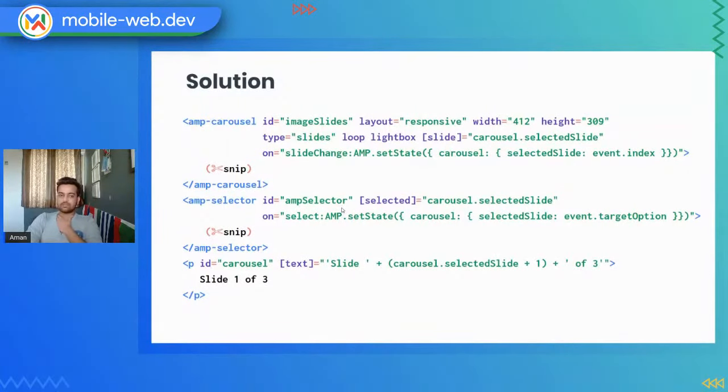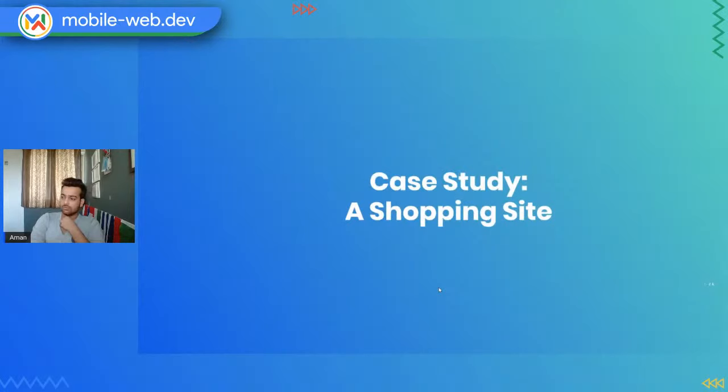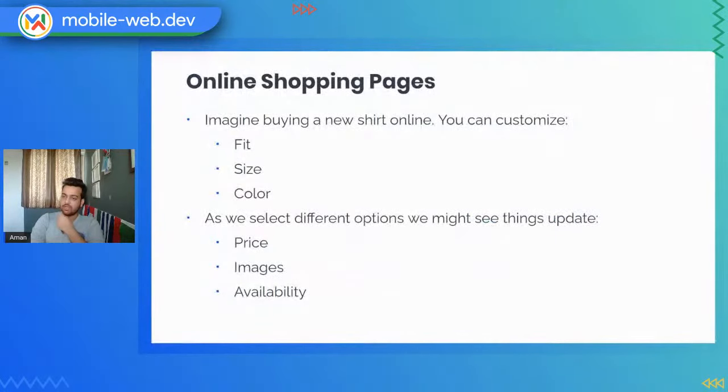So if somebody changes the property from the selector or it changes from the carousel, the property should change. So on the selector, we have an event listener called select, and then AMP.setState, and then we are changing the value of carousel from selected slide. Right over here we have assigned different IDs to the slides, and we are taking that option and returning it back into the selected slide. And as soon as we return back to the selected slide, we are changing this string to the selected slide. So it's a classic example of how you can use amp-state and bind together in order to change variables. So now let's see a case study where we have a shopping site.